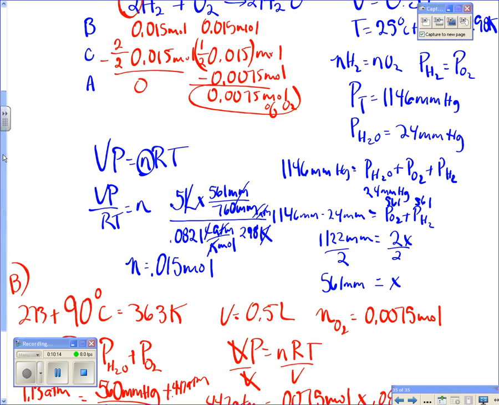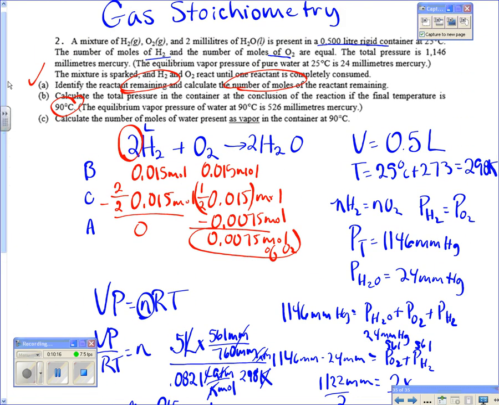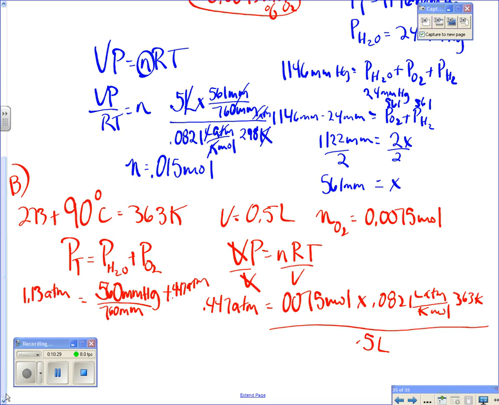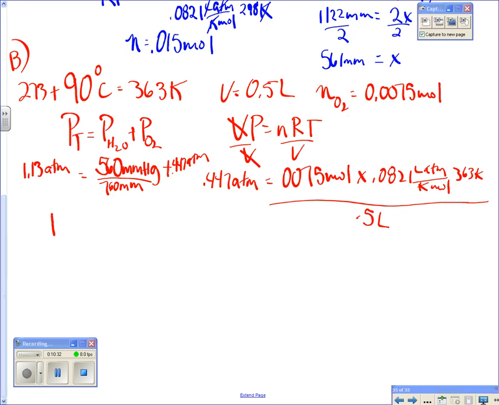Now the last question, which is really not like common AP questions, is that C is the easiest question on the whole board. And that says calculate the number of moles of water present as vapor in the container at 90 degrees. Again, let's just kind of go down and what do we know? Well, what do we know? Again, we know the volume is 0.5 liters. Okay, so volume, 0.5 liters. It hadn't changed. Our temperature at 90 degrees, 363 Kelvin.